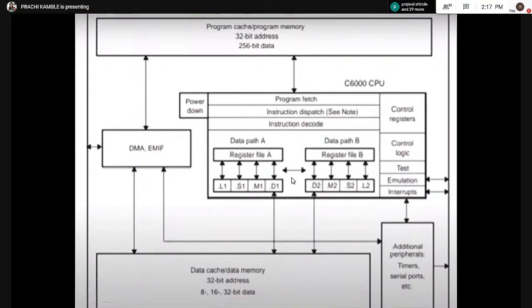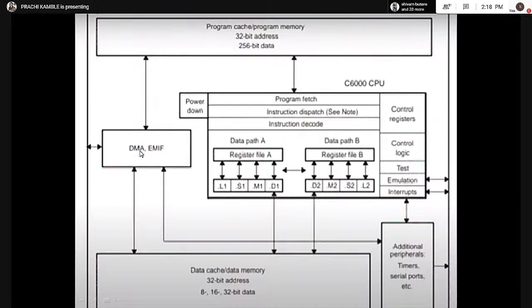After that, there is a power down unit. As we know, to do this simultaneous or parallel processing, the processor requires more power. So to lower its clock cycle and to lower its power, there is a power down unit. This is the function of the power down unit. So we have completed this part: program fetch, dispatch, decode, the registers and their functional units. Then let's look at the DMA part.